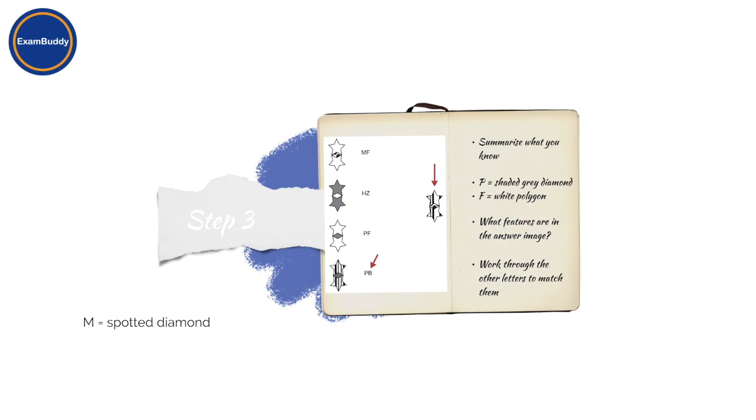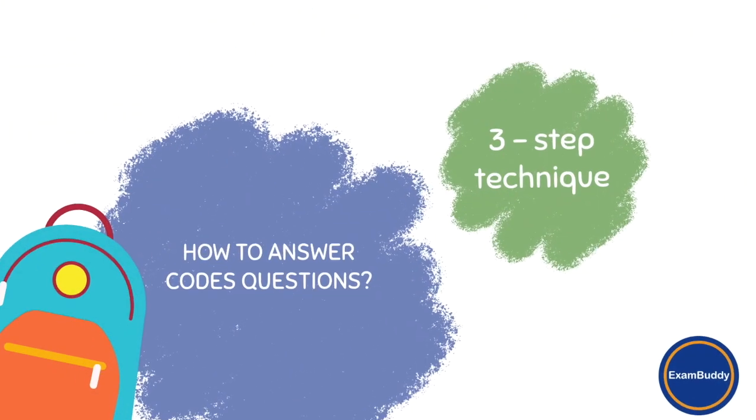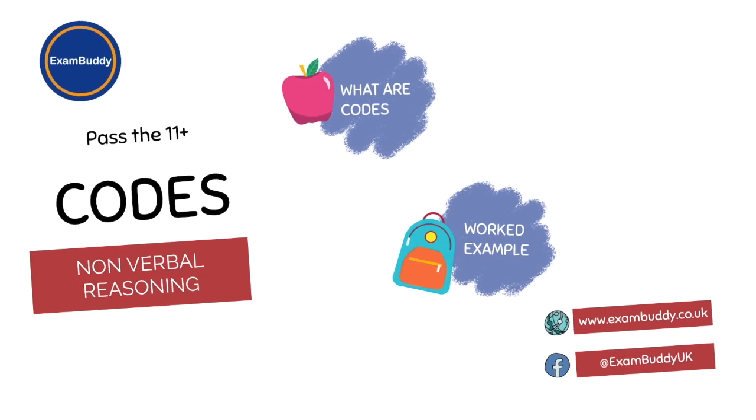We know therefore that the example image on the right must be coded for by M and B, since it has both a spotted diamond and a striped polygon. So that's it, your 3-step technique for answering codes. This technique should work for all but the most challenging codes questions.